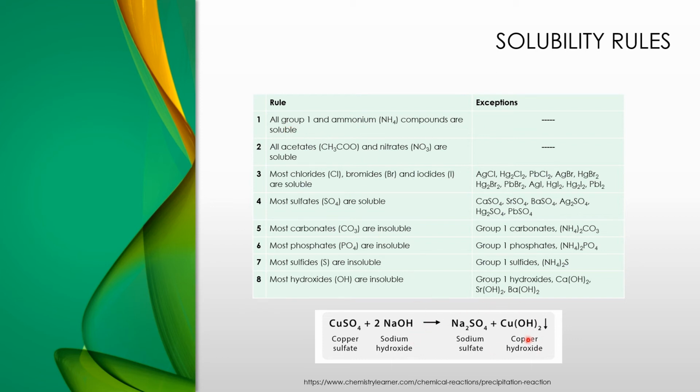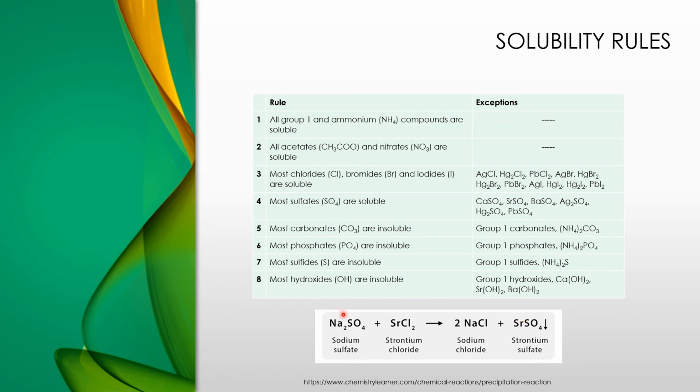When we look over here, sodium sulfate, again, is soluble because it has a group 1 element, but copper hydroxide, it says here that most hydroxides are insoluble unless it's a group 1 hydroxide. Copper hydroxide is a transition metal. It's not group 1. It's also not calcium, strontium, or barium either. Therefore, it forms an insoluble salt and will be the one that precipitates out at the end.